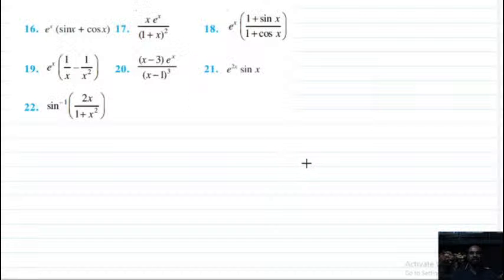Hello students, this is the 9th part of integrations. Today I am going to explain problems based on integration by parts and also some important results. Today's first problem is this. Most of these problems are based on one important result. What is the result? I will write here.